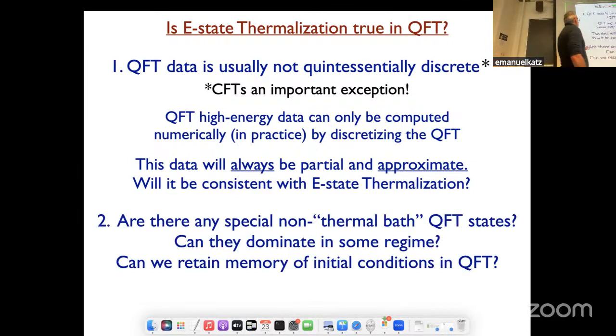And also, the question is, okay, if a typical state, if you probe it, looks to you like a thermal bath, are there non-typical states? Are there states that don't behave like a thermal bath? So if you had them in your initial condition, they wouldn't thermalize. They would keep some memory of the initial system.